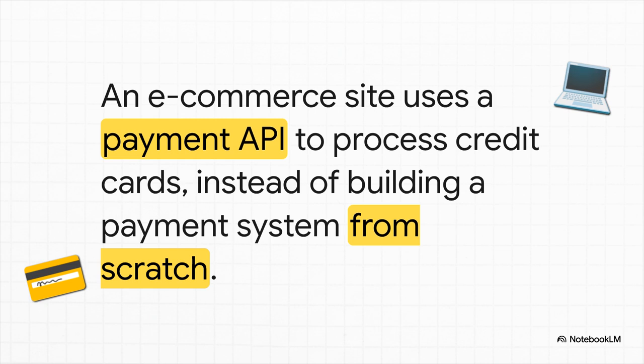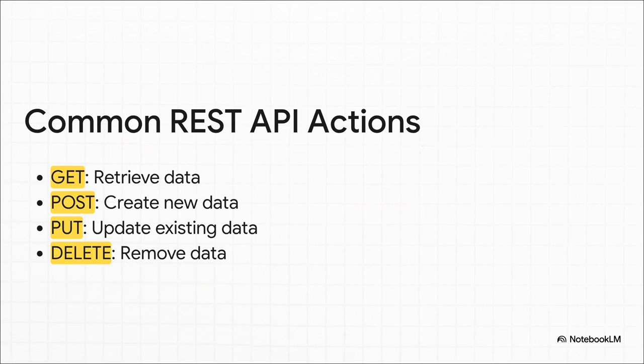The API is this perfect middleman. The website just has to know what to ask the payment service, not all the complicated details of how it works behind the scenes. And a lot of these rules follow a common standard, something like a REST API, which uses really simple web commands. You've got GET to retrieve data, POST to create something new, PUT to update it, and DELETE to get rid of it. Super simple, predictable actions.